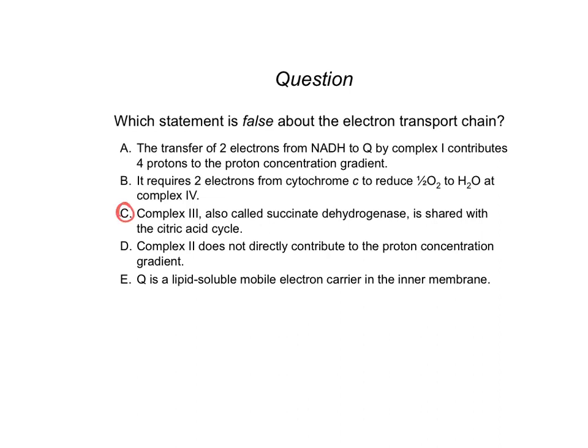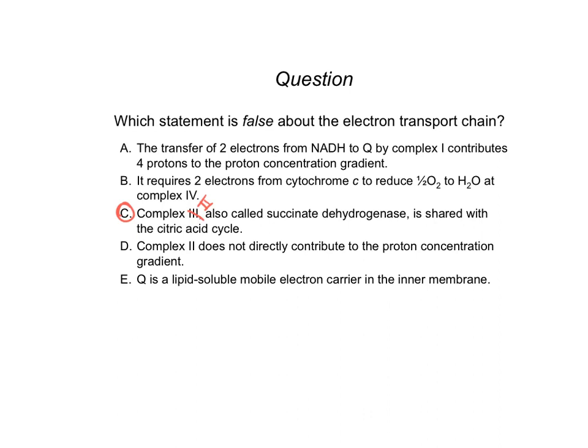So it says complex 3, also called succinate dehydrogenase, is shared with the citric acid cycle. Which is the correct answer here? This is complex 2. So we wanted to change this to actually be correct. It is complex 2 that is shared with the citric acid cycle.